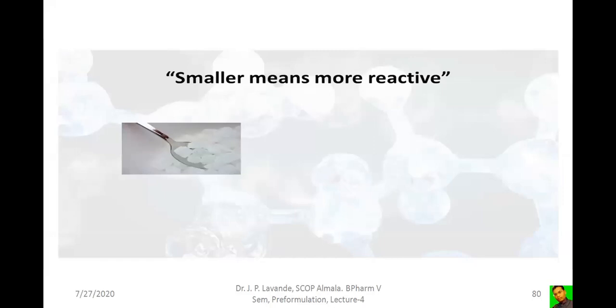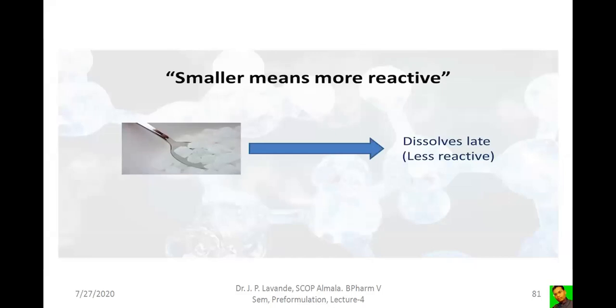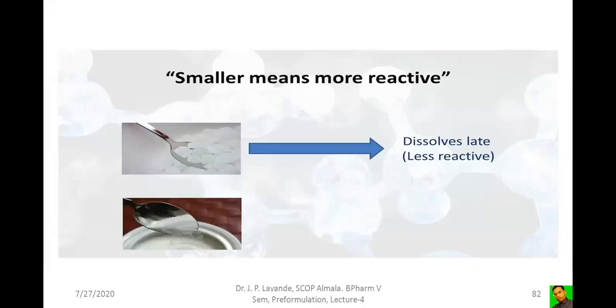So why is this? Because if the particle size is reduced, it will quickly go into the solution. When the size is larger, it will dissolve slowly. So it is less reactive and it will take much more time. So the dissolution is late. If we compare the crystalline form of sugar to the amorphous or powder form of sugar, the powder will quickly go into the solution. It will remain more reactive and it will take less time to form the solution and the dissolution.